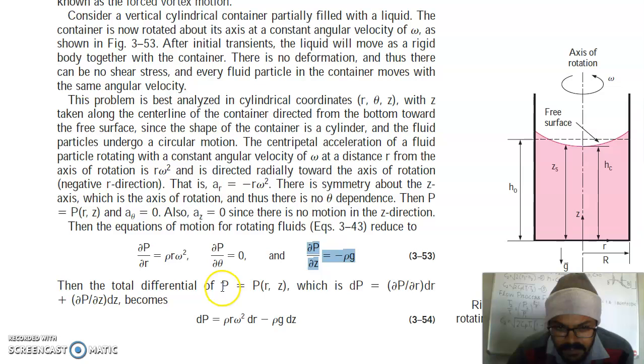Now the total pressure P is a function of r and z, because with theta there is no variation. You can write in differential form that dp is equal to del p by del r into dr plus del p by del z into dz. So you can place this del p by del r, which is rho r omega square, and this del p by del z, which is minus rho g, in this equation. You will get this equation.